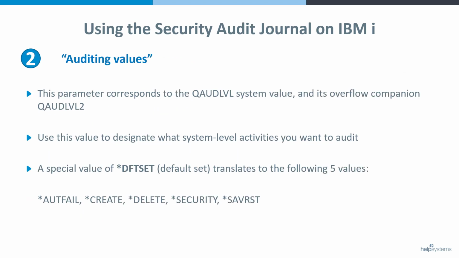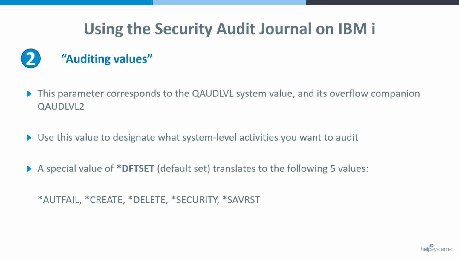The second parameter on that command was the auditing values, and this corresponds to actually two system values, the primary QAUDLVL and an overflow called QAUDLVL2. The QAUDLVL2 was born after the combinations of different audit attributes would no longer fit into the QAUDLVL system value. The purpose of this particular system value, or pair of system values, allows us as the administrator to designate what system level events should be audited.